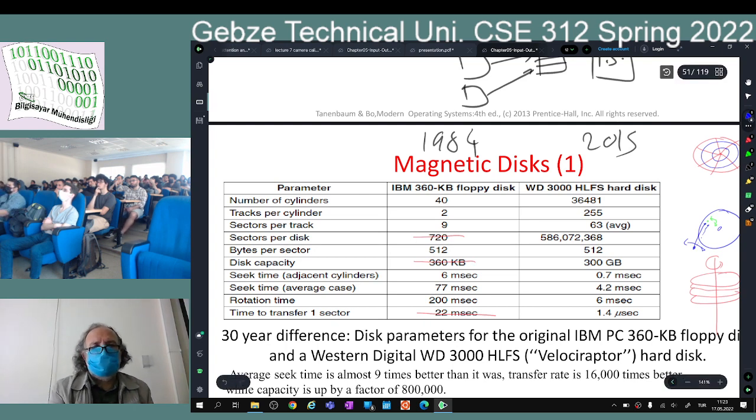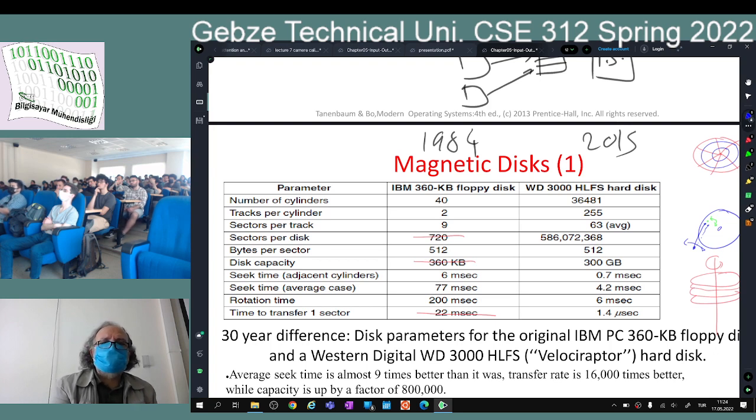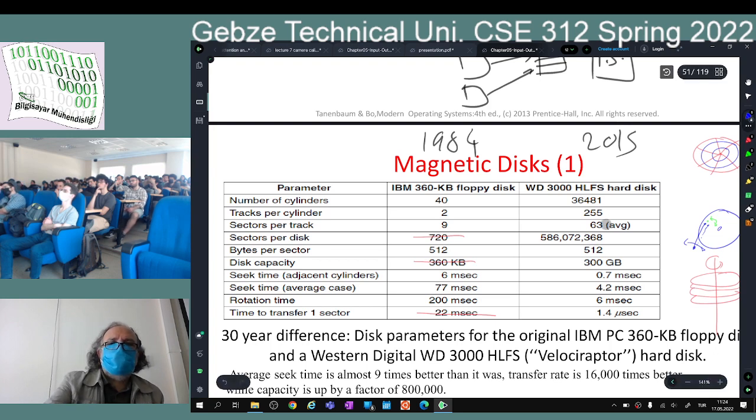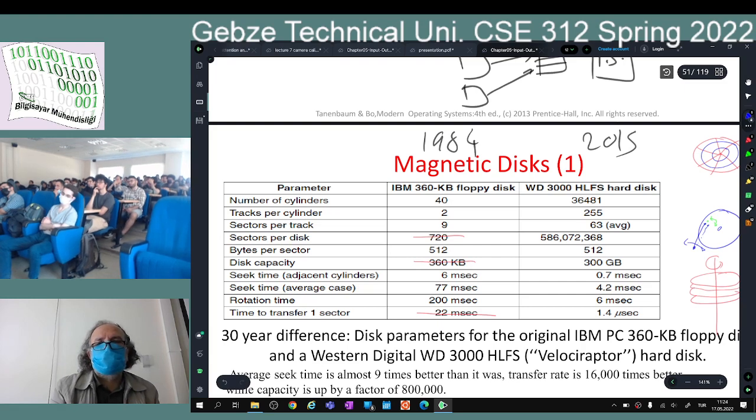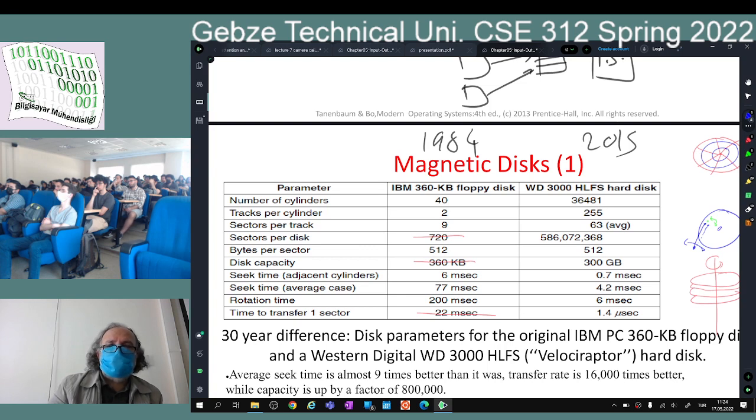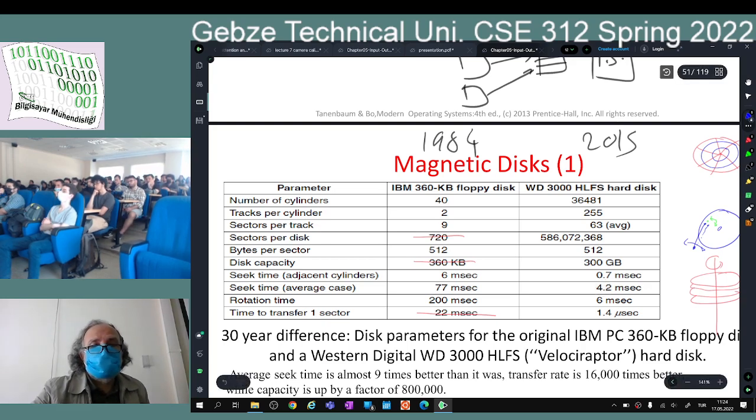So this number did not improve, because we made our sectors a lot shorter. But our disk capacities, we are talking about 300 gigabytes now, orders of gigabytes. Seek time improved maybe 10 times, from 6 milliseconds to 0.7 milliseconds. Average seek time is a lot better. It is like 20 times faster.